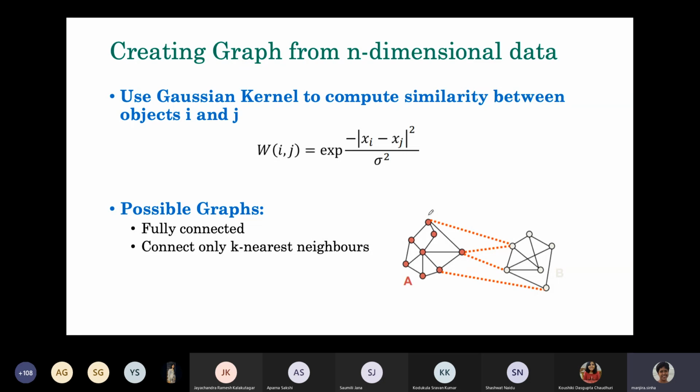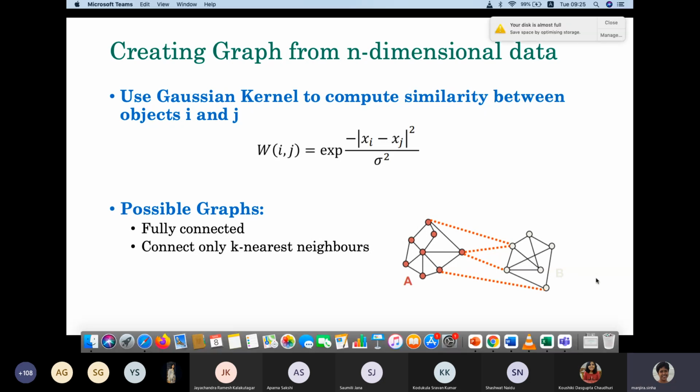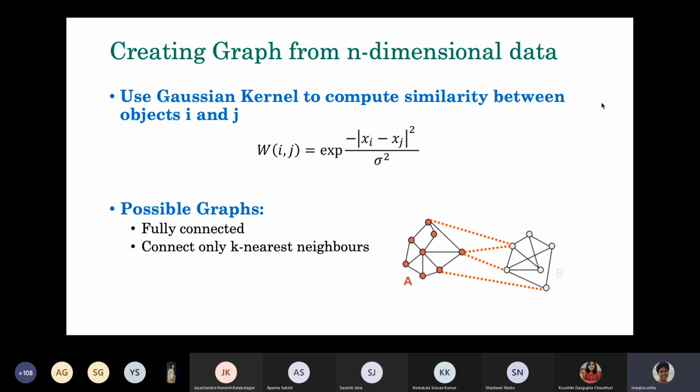So generally, when we want to create a graph from n-dimensional data, we use something called a Gaussian kernel. I think you have heard the term Gaussian, if not like this, then you have heard the normal probability distribution, right? The normal distribution or the uniform distribution. Yes, ma'am. It had the shape of the inverted bell curve, if you remember.